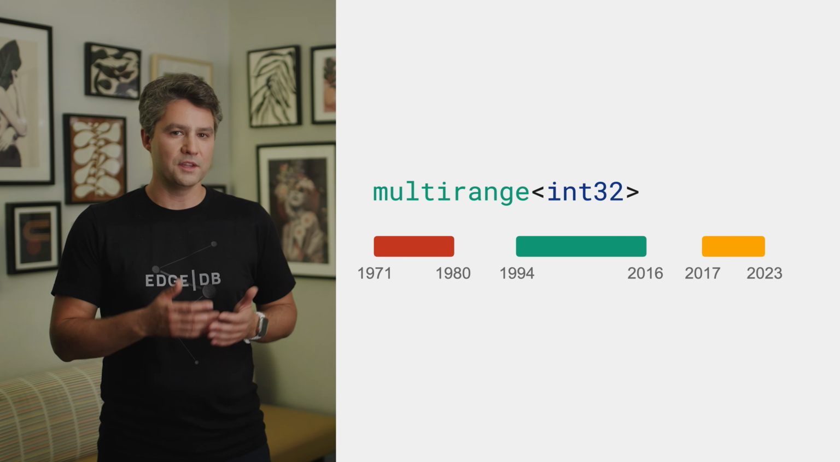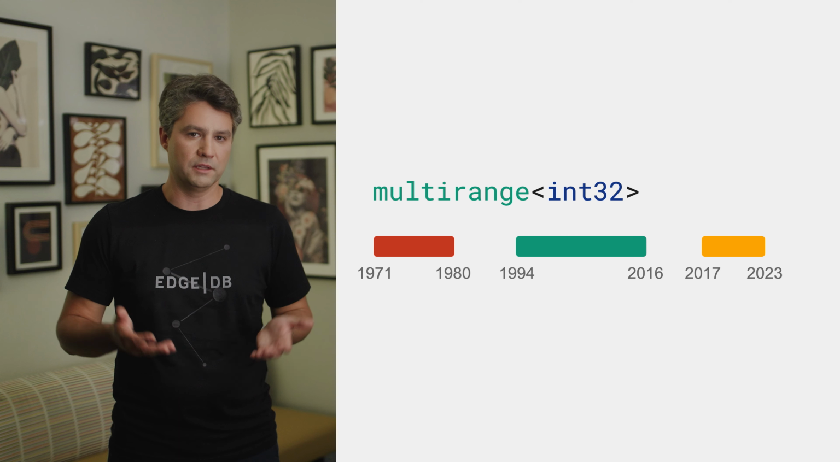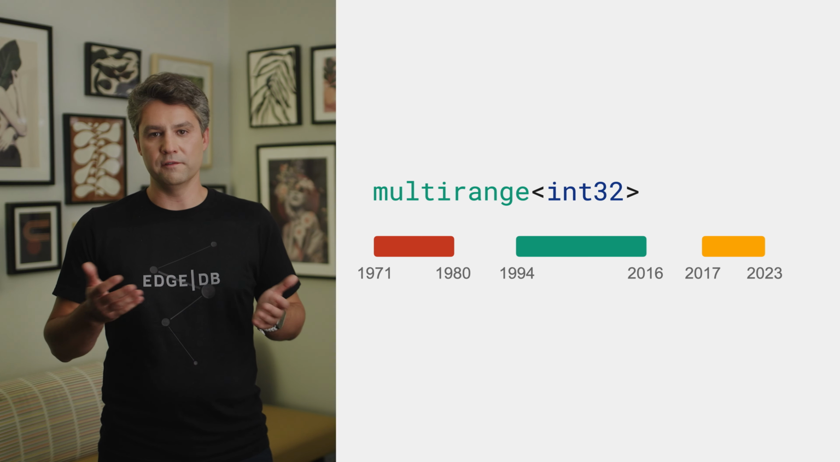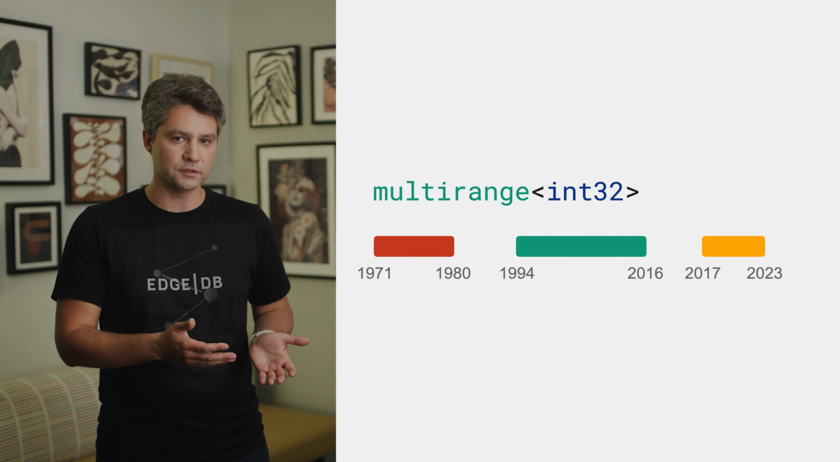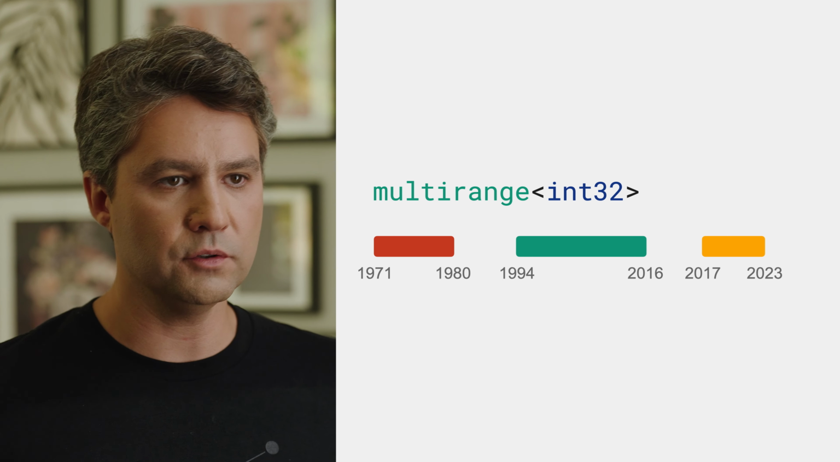Multi-ranges to the rescue. The coolest thing about multi-ranges is not that you can store basically an array of ranges, but that you can efficiently operate on them in filters. Queries like, give me the list of bands active on this particular day are easy to express and will be run efficiently.